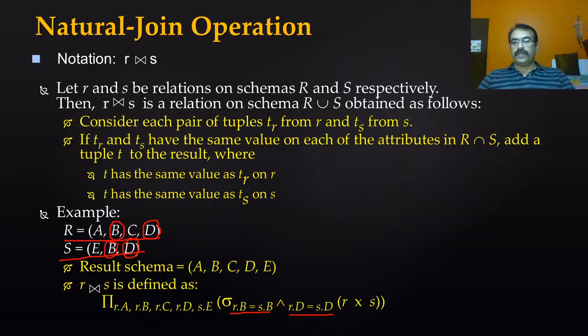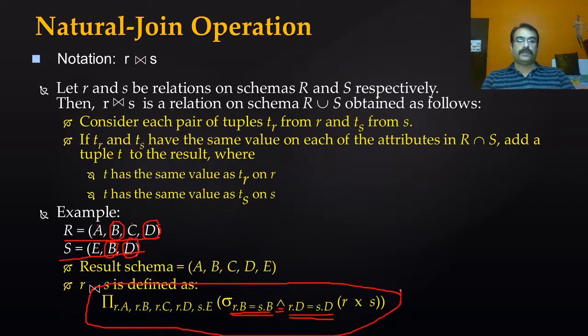Okay, what will be there in the result schema? A will be there, B will be there, C, D and E. As B and D from S are reappearing, they will not be in the output. So here you see R dot B should be equal to S dot B and R dot D should be equal to S dot D. When both the conditions are equal, then only it is going to appear in the output. Otherwise not. This is a natural join operation.